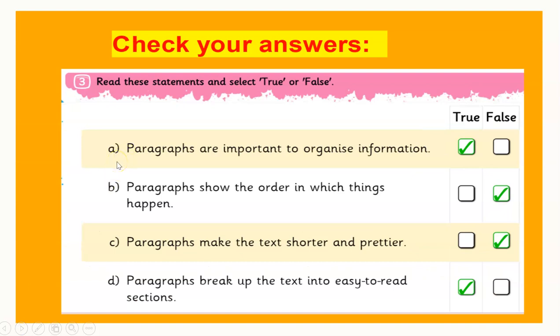Letter A, true. Paragraphs are important to organize information. Letter B, false. Paragraphs show the order in which things happen. Letter C, false. Paragraphs make the text shorter and prettier. And letter D, true. Paragraphs break up the text into easy to read sections.